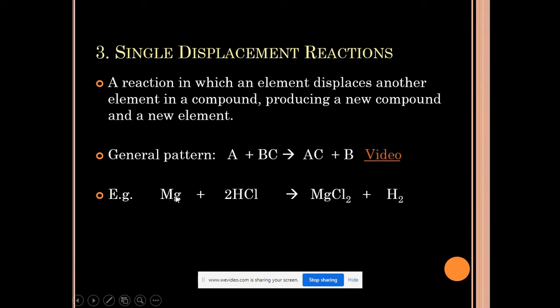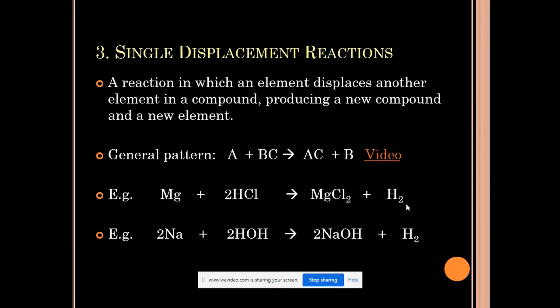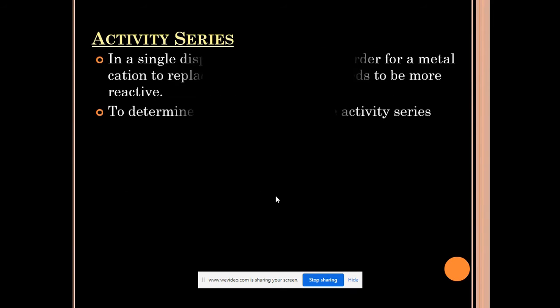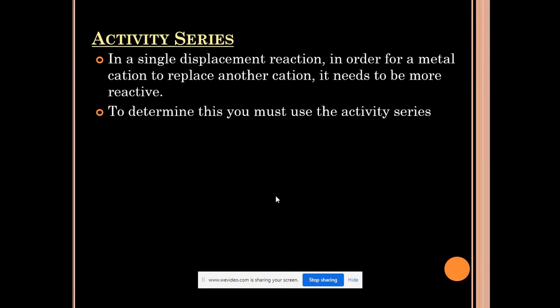So single displacement: the magnesium comes in, kicks out hydrogen, and you get magnesium chloride. We are going to talk about the activity series list in a second, which tells you whether magnesium can come in and kick out hydrogen, based on the list of highest reacting to lowest reacting. So here it is. The activity series list is basically to figure out which is more reactive. So is aluminum capable of kicking out calcium? There's a list that's created that you don't have to memorize. It will always be given to you. Basically, the higher the element is on the list, the stronger it is.